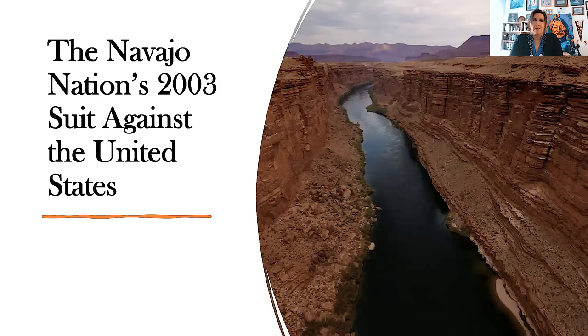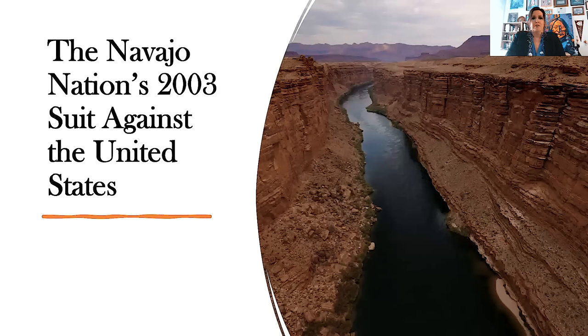The case has made its way to the Ninth Circuit now several times. The first time, the Ninth Circuit held that the nation lacked Article III standing to bring its NEPA claims, but its breach of trust claim was not barred by the sovereign immunity of the United States, and remanded the case to district court.